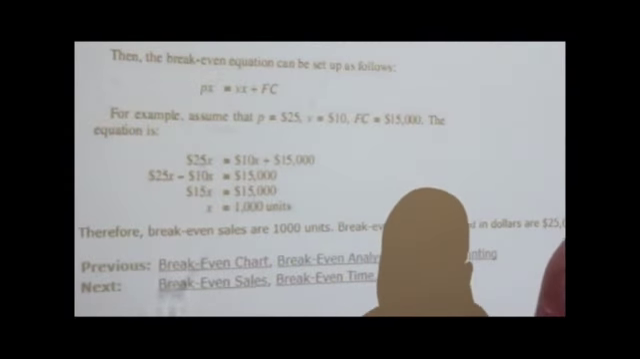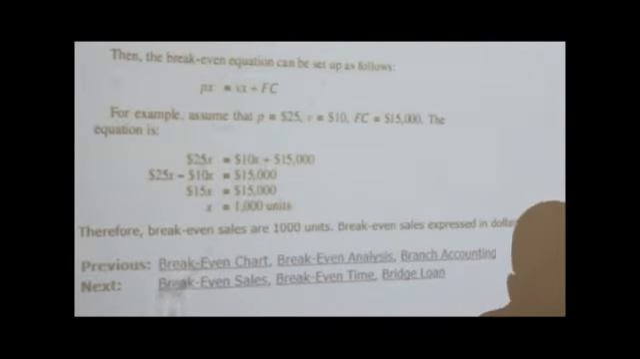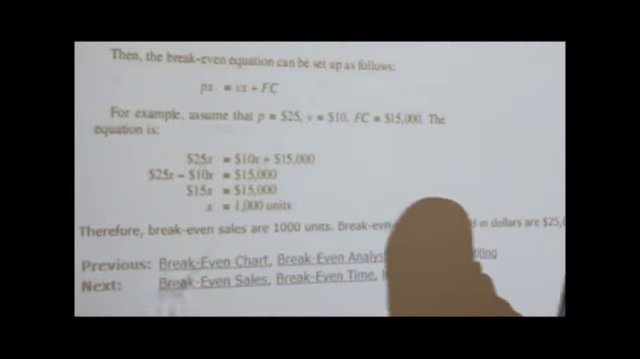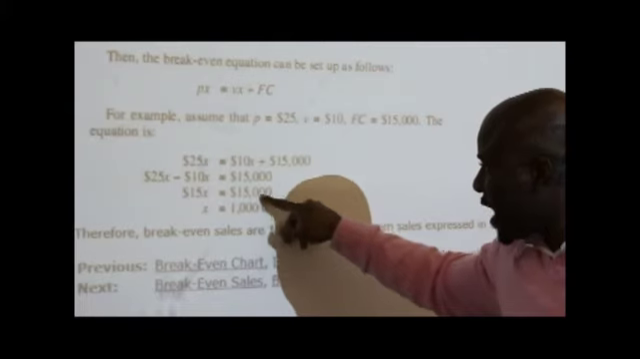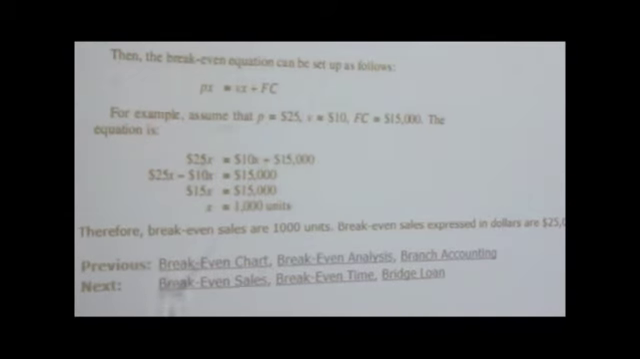Notice they didn't tell you how many mop buckets you purchased. It doesn't matter how many you purchased. What matters is how much you spent. The total cost was $15,000. So 15 divided into 15,000 equals 1,000 units. And everybody, I want you to know, that is the break-even analysis.